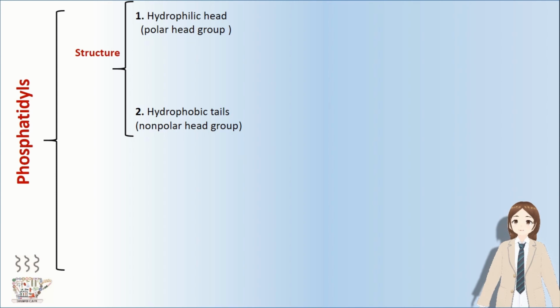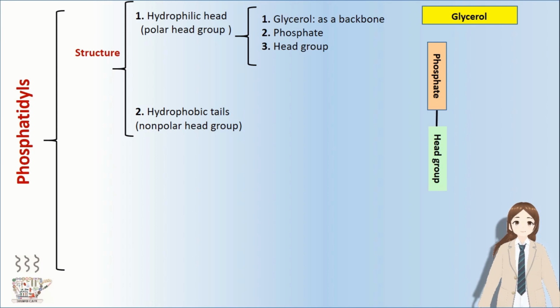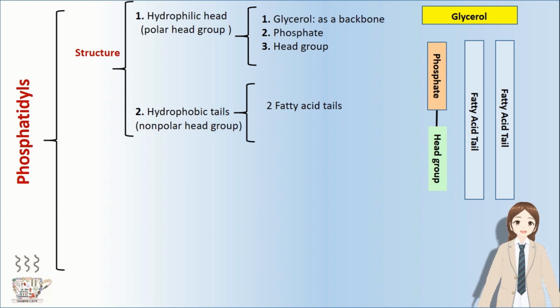Phosphatidyls are a subgroup of phosphoglyceride. They have two parts in their structure: hydrophilic head or polar head group and hydrophobic tail or nonpolar group. The polar head has three components: glycerol as a backbone, phosphate, and head group. And the nonpolar group has two fatty acid tails. Fatty acid is linked to glycerol by ester linkage and phosphate is linked to glycerol by phosphodiester linkage.